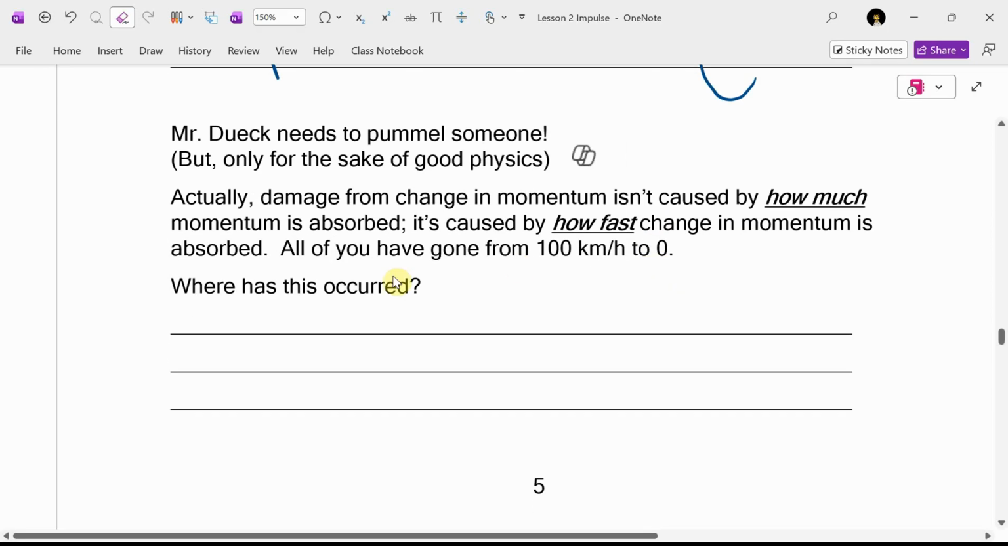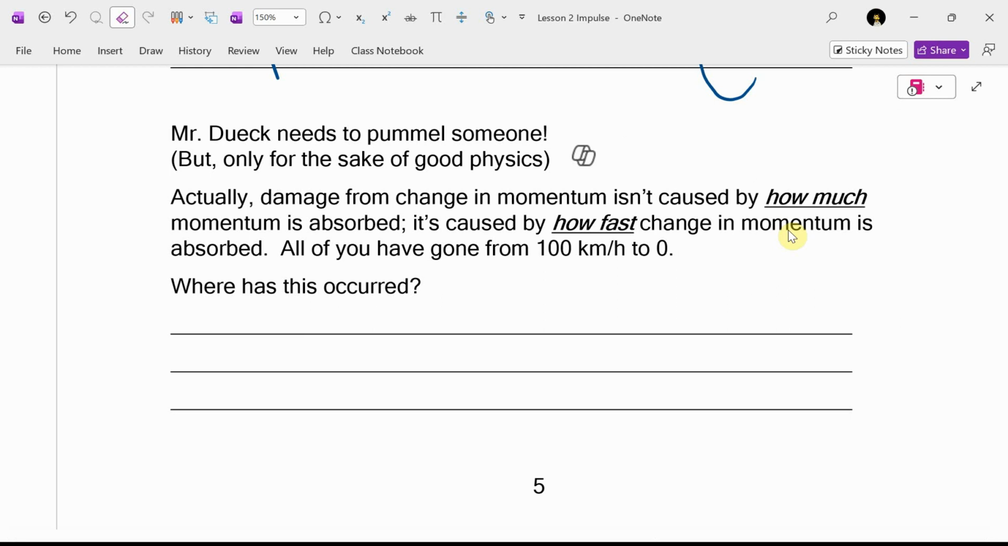So if you're wondering what's the rule for car crashes, injuries are not caused by speed. They're not caused by force. They're caused by acceleration. And if I can make the acceleration smaller by making the time larger, that helps. Damage from change in momentum isn't caused by how much momentum is absorbed. It's caused by how fast you absorb the momentum. If you can make time longer, you're going to be fine.